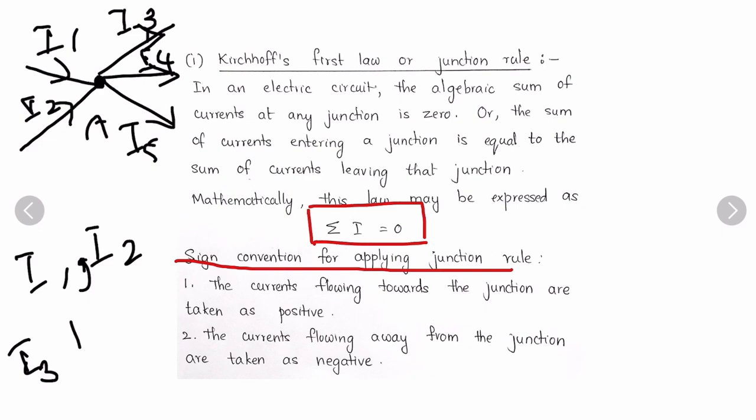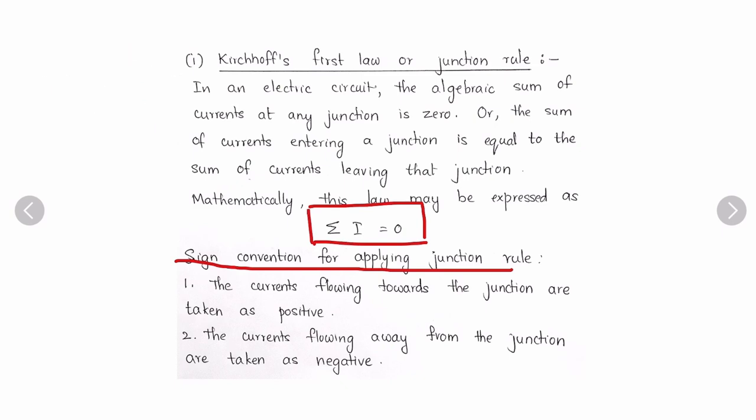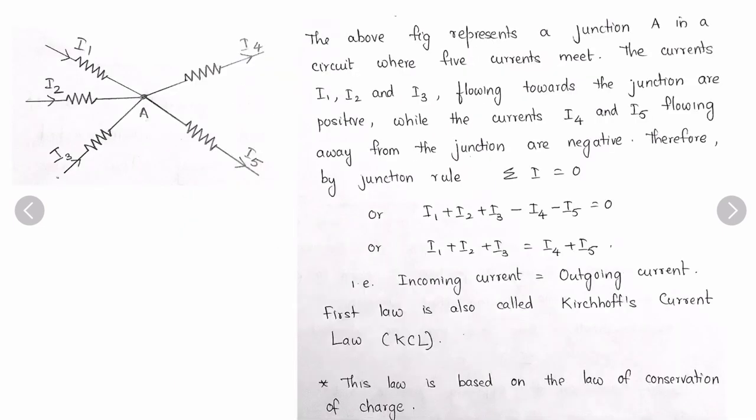This is the sign convention we will be using throughout this discussion, and also in our next topics. We will also discuss the Wheatstone bridge, meter bridge, and potentiometer. In those discussions also we will use the same notation. Now let's go further. Here I have taken a small part of a circuit. Here 5 currents are meeting at the junction A. So in this I1, I2, I3.